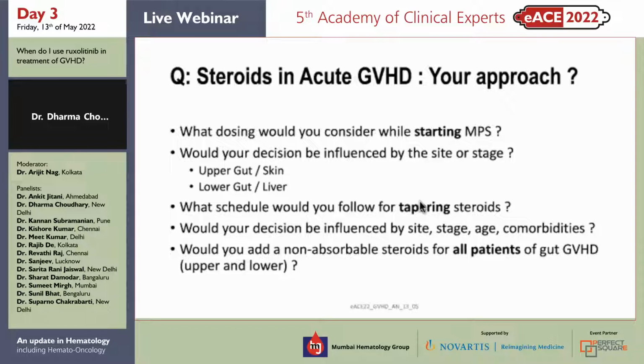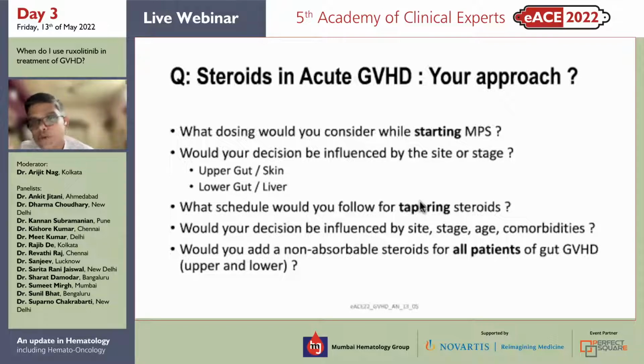Okay. Rajiv sir, I would ask a question to you. Would you add a non-absorbable steroid for all patients of gut GVHD, irrespective of whether it's upper or lower? So, Sumit, you want to take this question? Would you add budesonide?